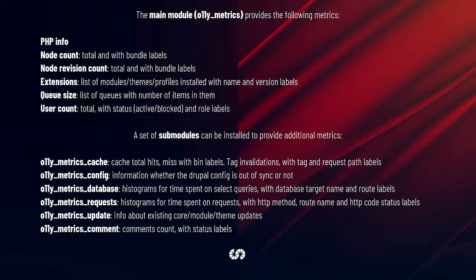The main observability metrics module exposes to Prometheus data about the PHP info, the number of nodes, the number of users, the number of items in queues, if you use the queue API of Drupal, and the number of extensions enabled. But there is a set of submodules you can install to provide metrics about caching, configuration, database, requests, update, comment. It's quite easy to write a new module to collect and expose some other kind of information that you may need.